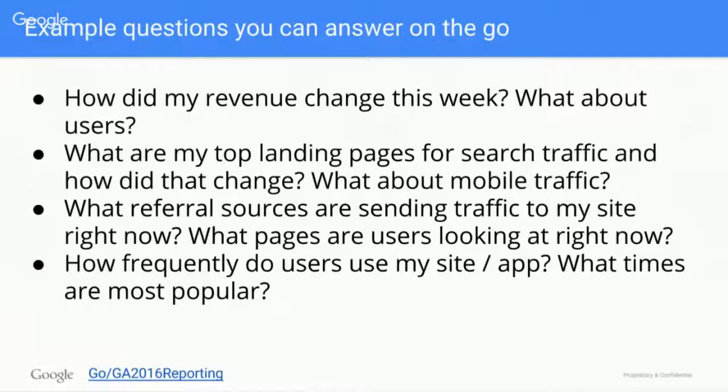And again, you're not always at your desk, or you don't always have the browser open. How frequently do people use your site? When do they use your site? When do they use your app? And by the way, the Google Analytics mobile app works with both app and web properties that you're measuring through Google Analytics. You don't have to do any extra setup to get it to work.